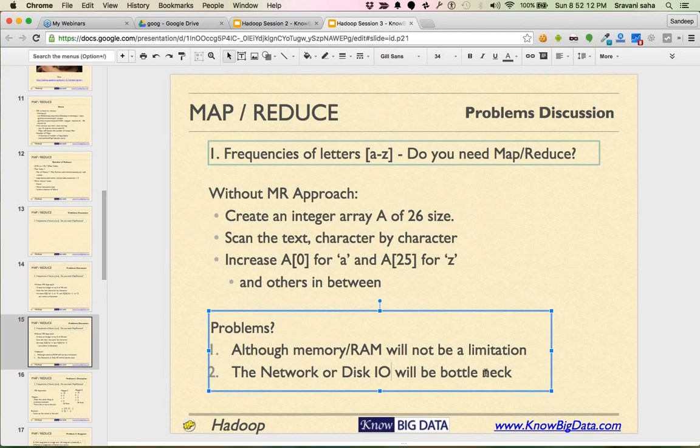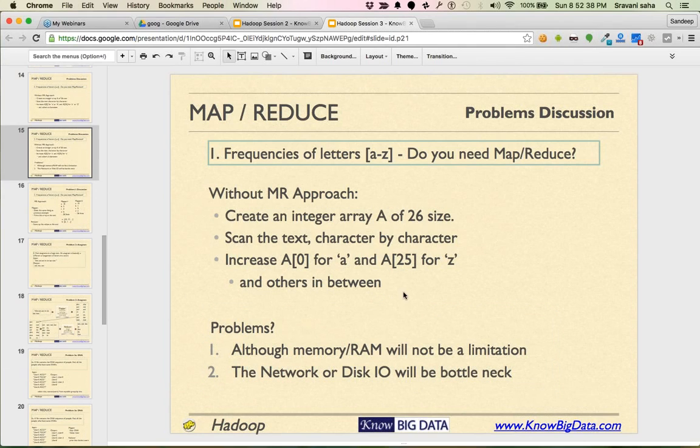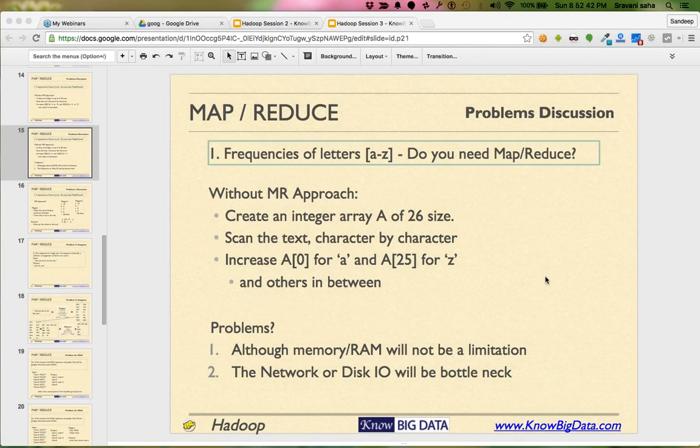And this IO will only become a bottleneck above something like 15 to 20 gigabytes. If the data starts growing beyond that, only then this disk will become a bottleneck. And in today's time, as the disk is becoming faster, you might better go with say 100 gigabytes. So only in the higher end, when you have really big text, will this become a problem.